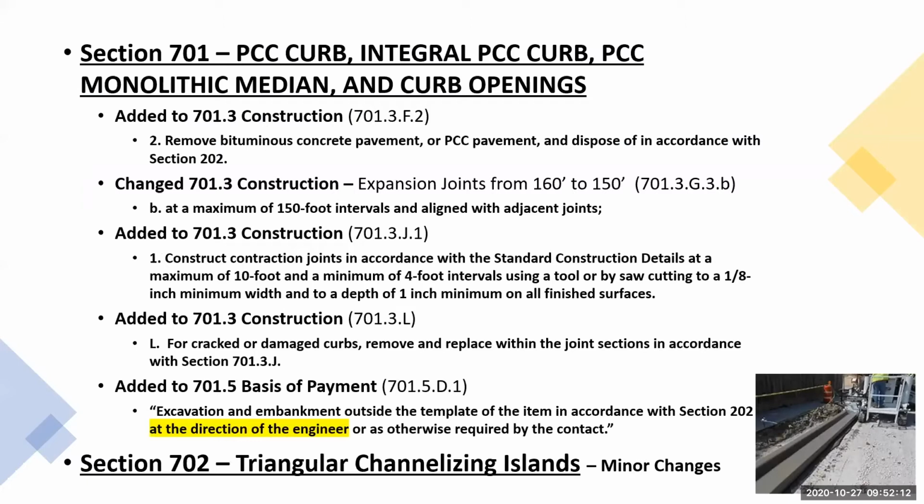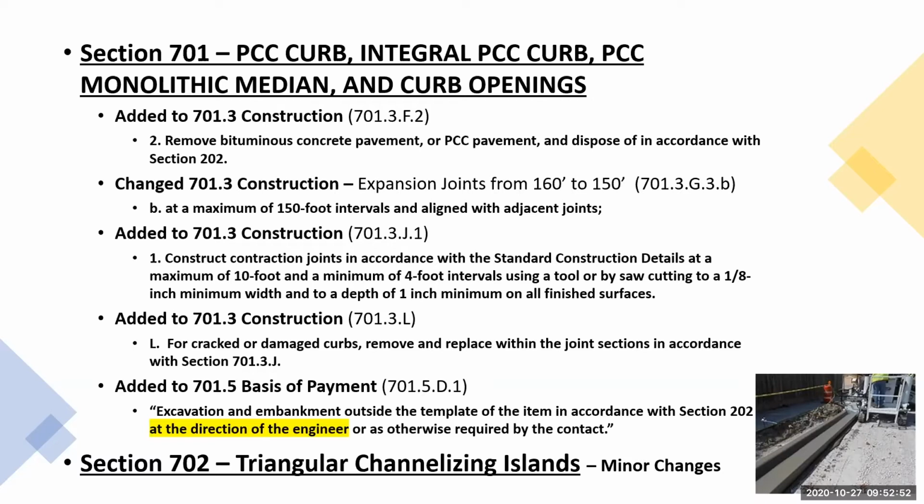Section 701, PCC curb, integral curb, PCC monolithic median, and curb openings. So we listed a number of things here that were either moved or changed. Of note, I'm going to highlight a couple of things here. First of all, in 701.3, the expansion joints were changed from 160 feet to 150 feet. So at a maximum 150-foot intervals, and also aligned with adjacent joints. So if there's joints in sidewalk, your curbs are going to want to line up with that.